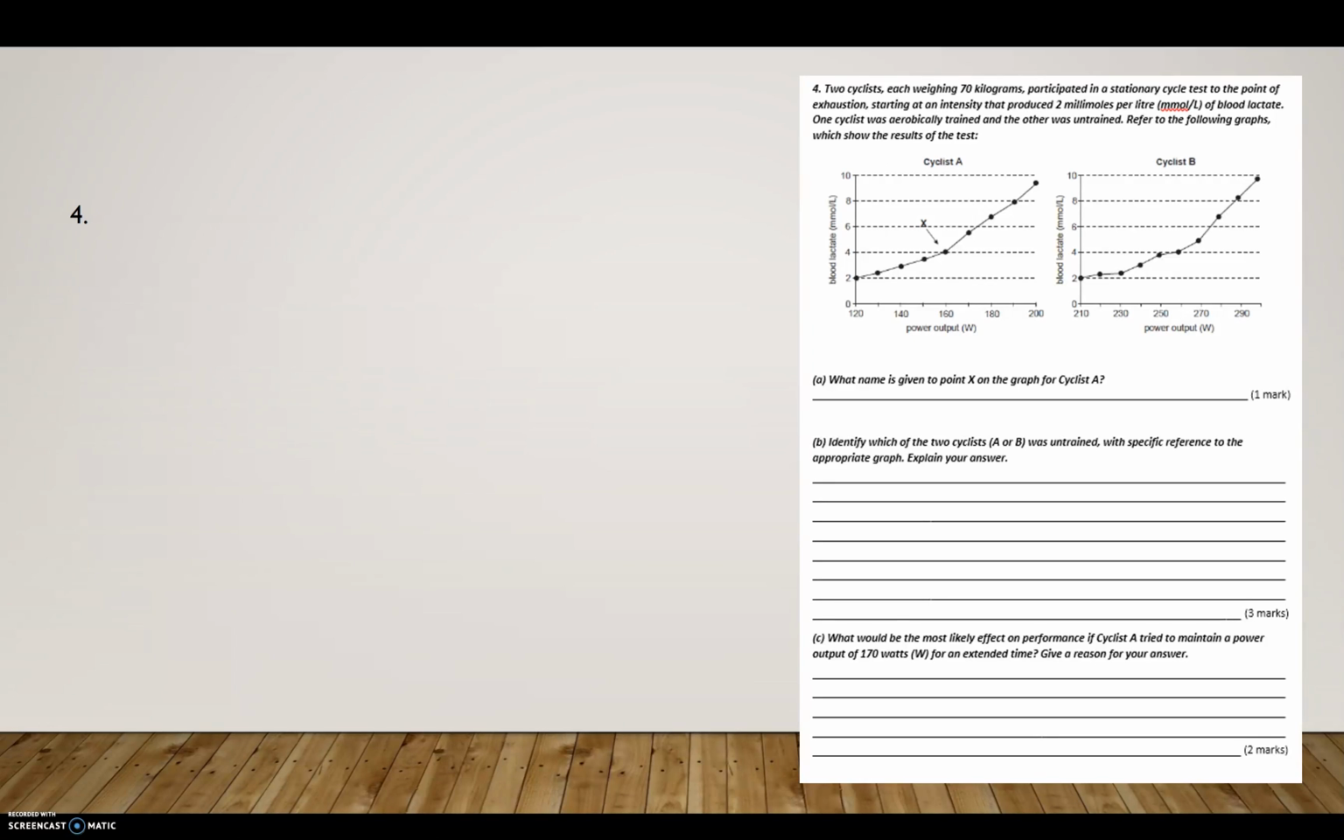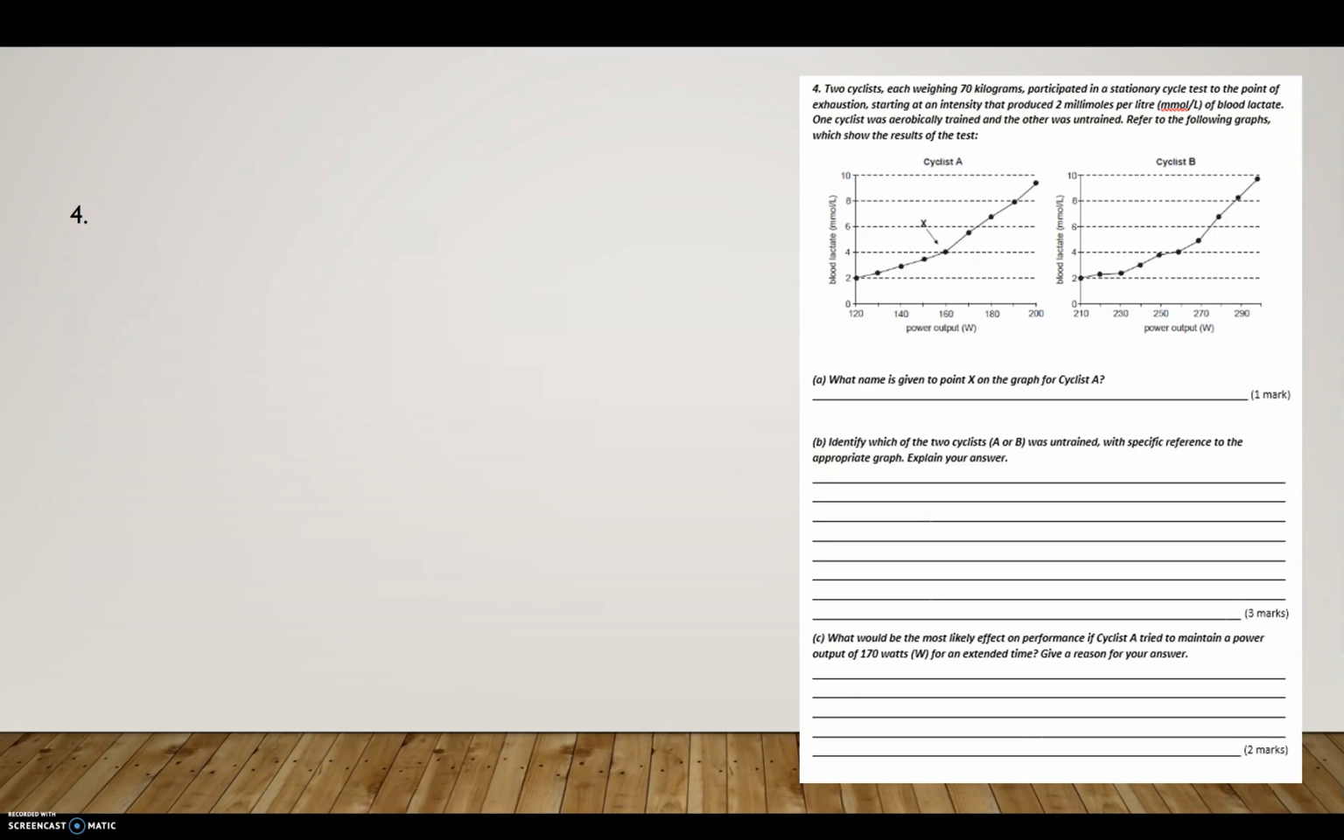So, before we even answer the questions, people got messed up. They did not read the x-axis properly. So, the horizontal axis. We can see the power output is not the same on both. So even though the graphs look the same, the power output for cyclist A starts at 120 and finishes at 200. And cyclist B, it starts at 210 and finishes at 290, which suggests that cyclist B has some much more power output for the blood lactate that they're accumulating.